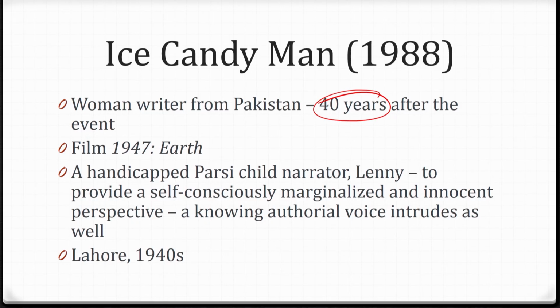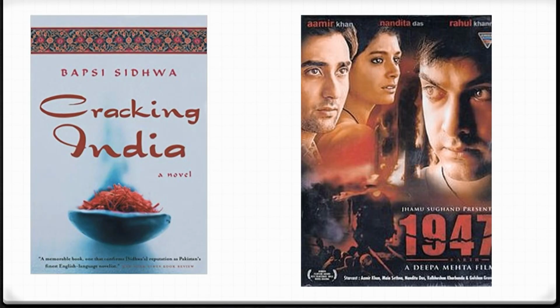And this silence between the event and the actual representation is very telling, because one can assume that the writer, the artist, had also acquired some kind of distance from the event: politically, emotionally, and also temporally. This distance also serves to bring out the best in the narrative. It was a very successful novel, which was also made into the film 1947: Earth, by Deepa Mehta. The novel also had a different title when it was published in America. It was called Cracking India, a novel.